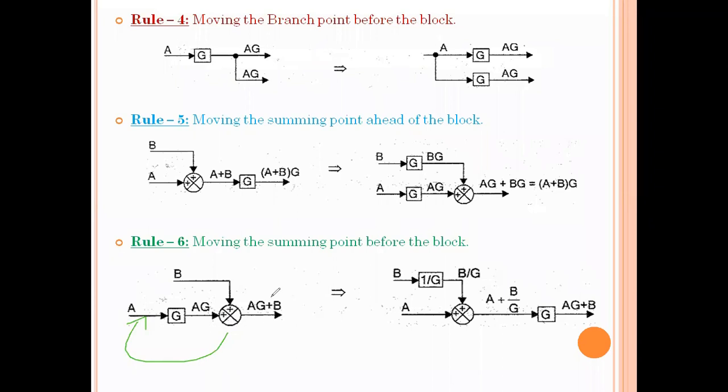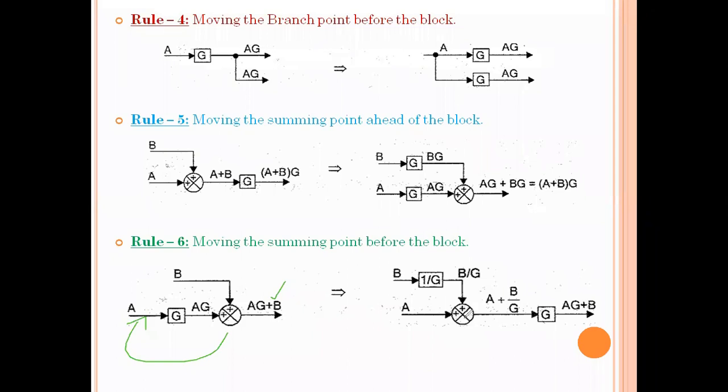Before that, look at its output, which is AG plus B, because the gain block is only in A. So here the output of this line will be AG, and here the B signal is coming. When we add these two, AG plus B will be our output. So the output must remain the same, and we need to shift this summing point to before this block G. Then how will we do it? If we shift here, you can see the block is coming to this side, so here the summing point will be here.